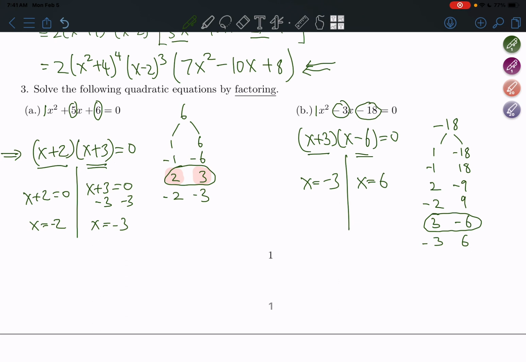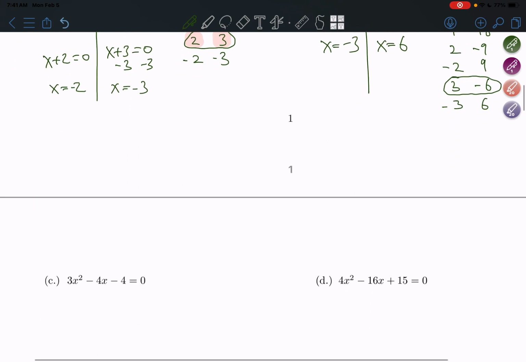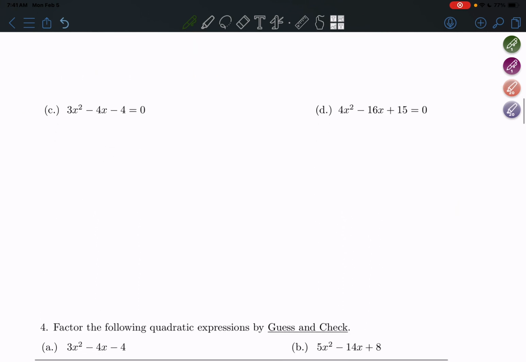So these two are the easier case of factoring. Let's go ahead and see some of the harder case, right? In the following example, C and D, this is the harder case because the leading coefficient is no longer 1. For C, the leading coefficient is 3. For D, the leading coefficient is 4. So this one requires a little bit more complicated technique.